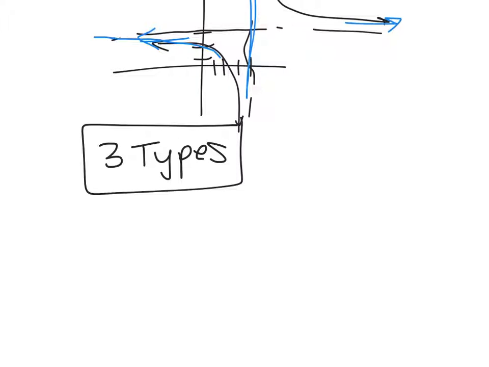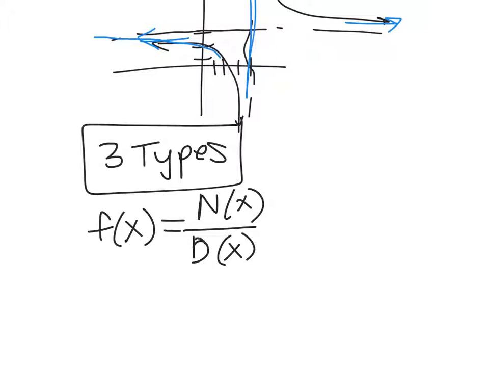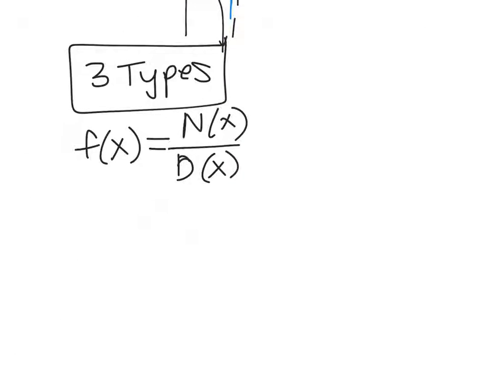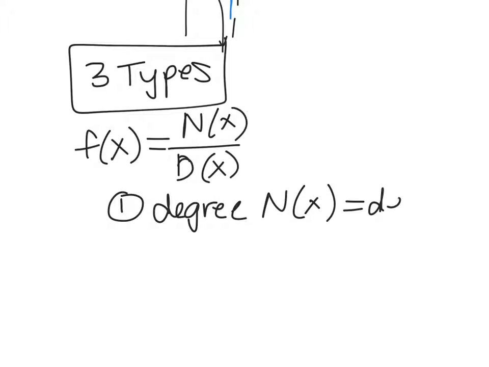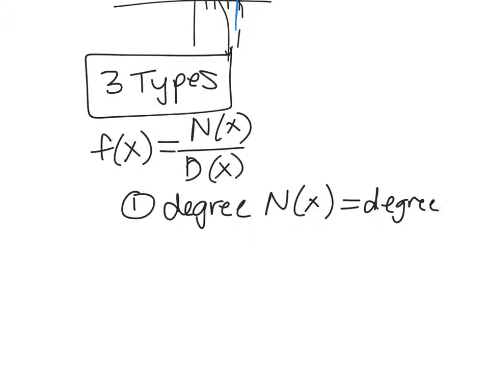First of all, if you have a rational function, f of x equals, and we'll call it n of x for numerator over denominator, d of x. Okay? So if you have this, now there are 3 things that can happen. The degree of the numerator can be bigger, the degree of the denominator can be bigger, or they can be equal. Okay? So here we go. Number 1, if the degrees are equal, if the degree of n of x equals the degree of d of x, that's what the one was with the last one.